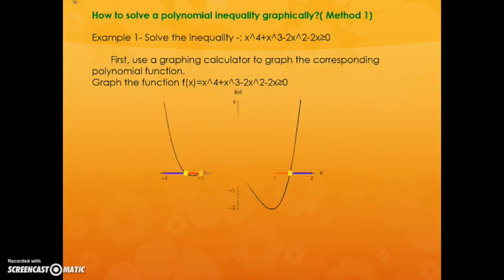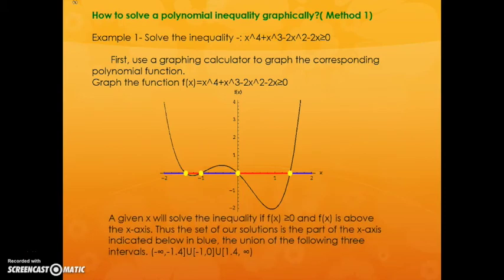So how to solve a polynomial inequality graphically using method 1. Given example 1, solve the inequality x to the power 4 plus x cubed minus 2x squared minus 2x. First, you have to use the graphic calculator to graph a corresponding polynomial function, which is f(x) equals x to the power 4 plus x cubed minus 2x squared minus 2x. This graph will get this as a result.